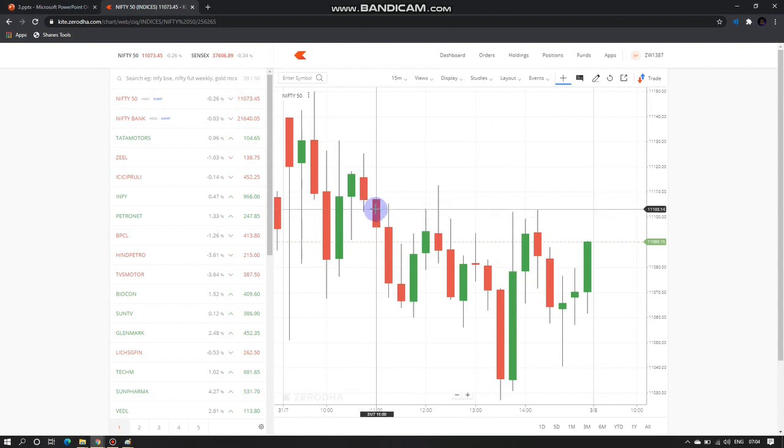Just look at the other candle. Again, see, it opened at 11,095, made a high of 11,105, made a low of 11,068, and ultimately closed at 11,073. So the open price is greater than the closing price, which means that it is a sign of bearishness, or the sellers are under pressure, or the sellers are dominating the market. So this is how we use or understand candlesticks.